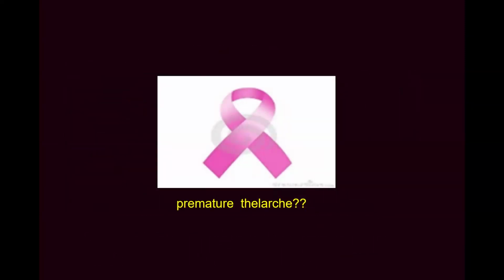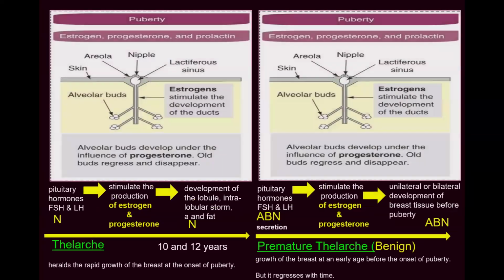So what is the premature thelarche? We described earlier the thelarche. The premature thelarche has the same hormonal effect, but the difference between thelarche and premature thelarche is that these hormones are abnormal. This is a normal process, but this is an abnormal process. The same hormones and the same effects, but their secretions and their presence, okay, is at an abnormal time or abnormal age, so it results in growth of the breast at an abnormal or unexpected age.